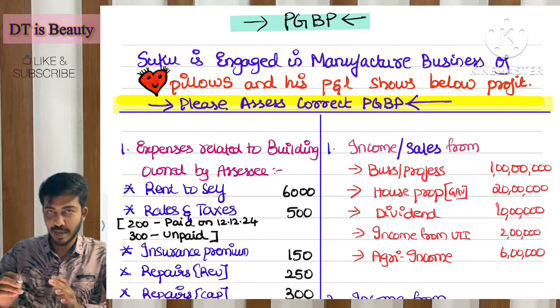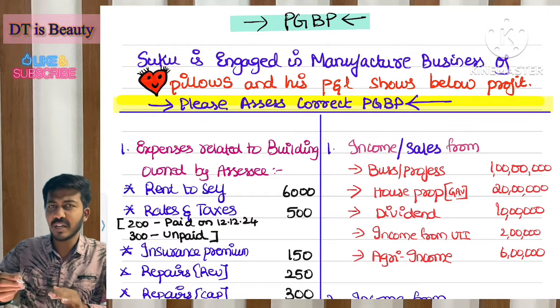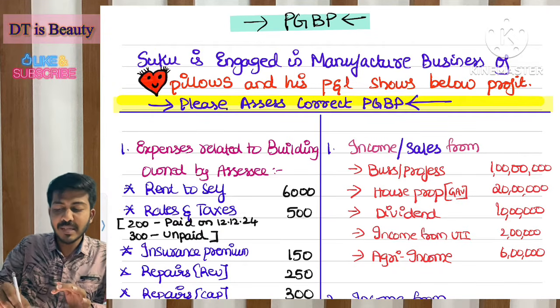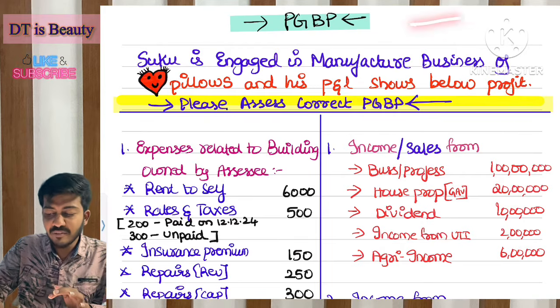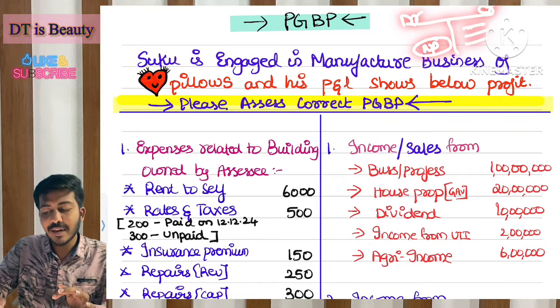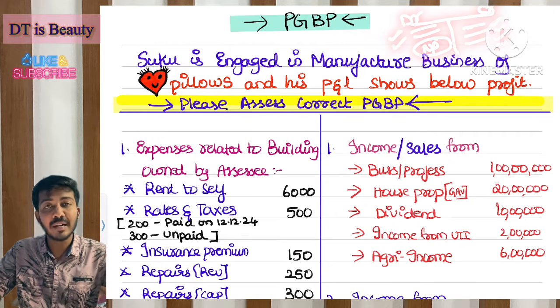I hope you are able to see my screen. Please see the screen. Let us start with giving a P&L introduction. What you are going to learn in PGBP is that they will give a P&L. They will calculate a net profit. This is the debit side and this is the credit side. As you all know, they will include all the credit items and debit items. Now, your job is to assess whether these credit items are correctly taken and whether these debit items are correctly taken as per income tax rules.